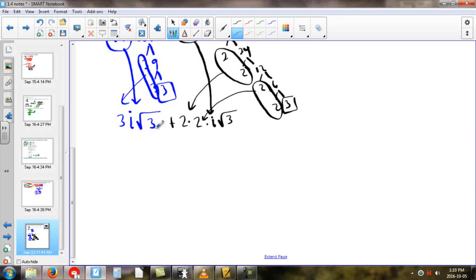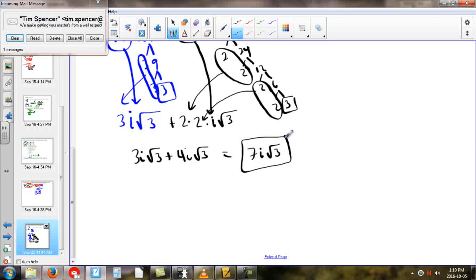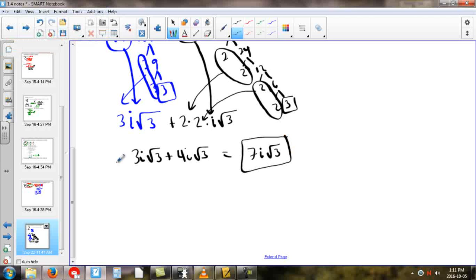So if I try to clean this up, this is 3i root 3 plus 2 times 2 is 4, 4i root 3 for a total of 7i root 3. Try not to let that get complicated when you're doing that problem.